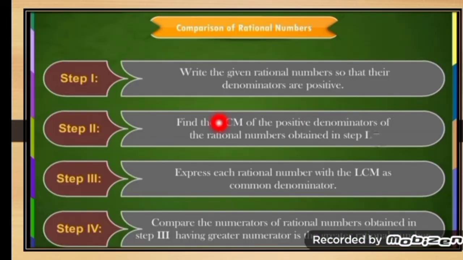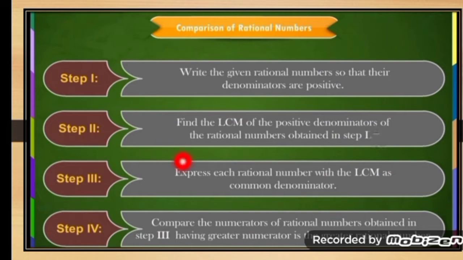In step 1, write the given rational numbers so that their denominators are positive. It means that if there is any rational number with negative denominator, then we will make the denominator of that rational number positive. To make the denominator positive, we will multiply both numerator and denominator by -1, or we can directly take minus sign to the numerator, as I have told you earlier about this in standard form.